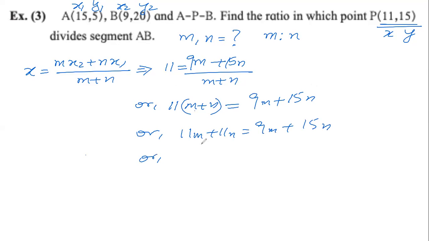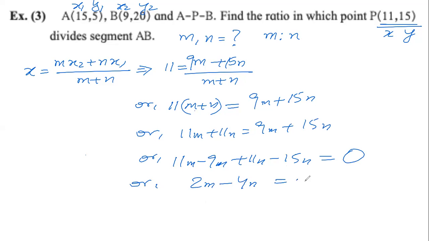Now whenever this comes, you know whose name comes to my mind. 11m minus 9m plus 11n minus 15n. So I've taken everything to the left hand side, it is 0. 11m minus 9m is 2m. 11n minus 15n is minus 4n equals to 0. 2 and 4 both are divisible by 2. So divide everything by 2. We get m minus 2n equals to 0. This is equation 1.